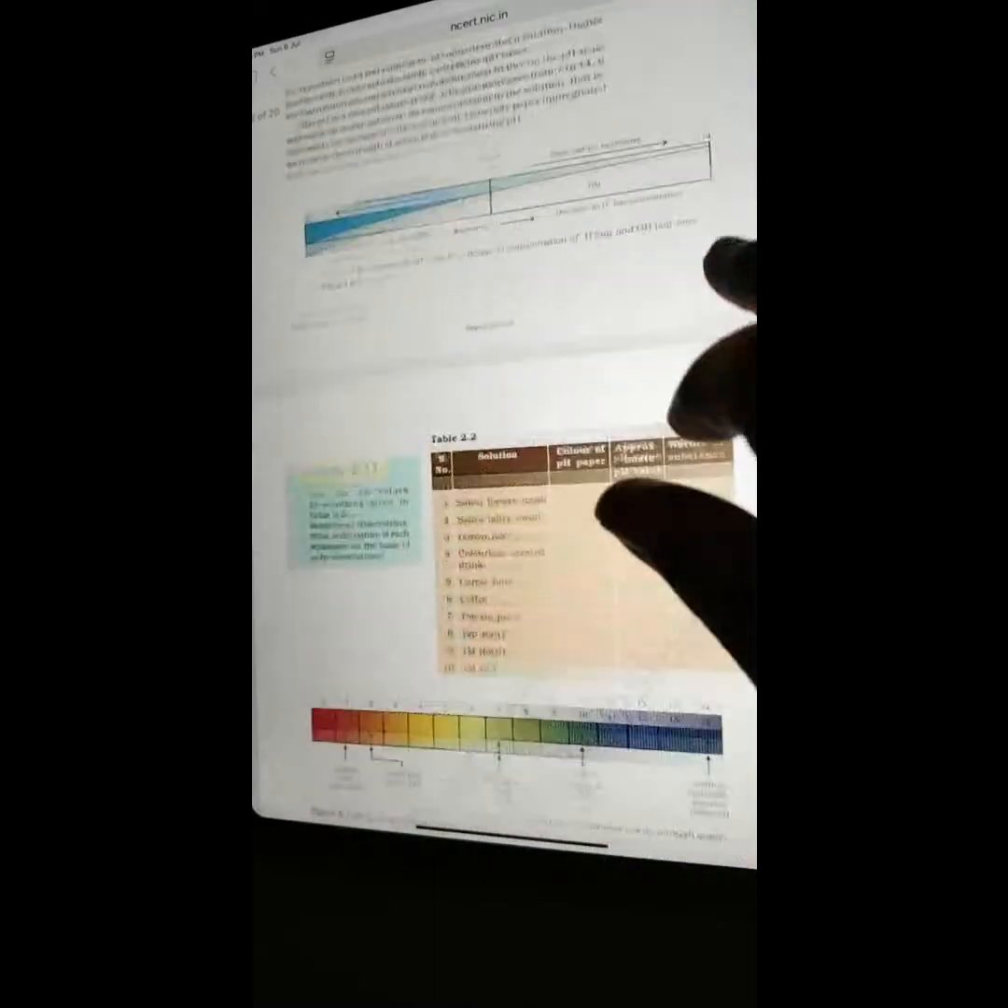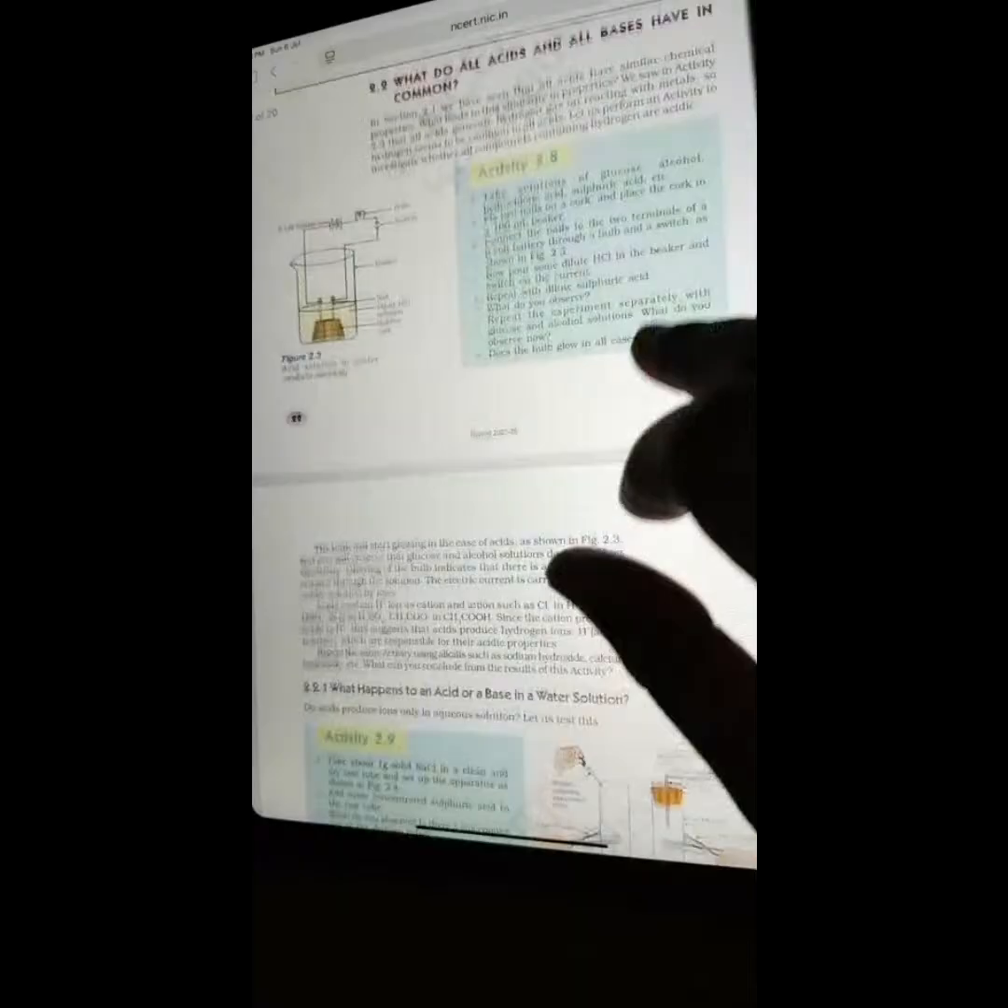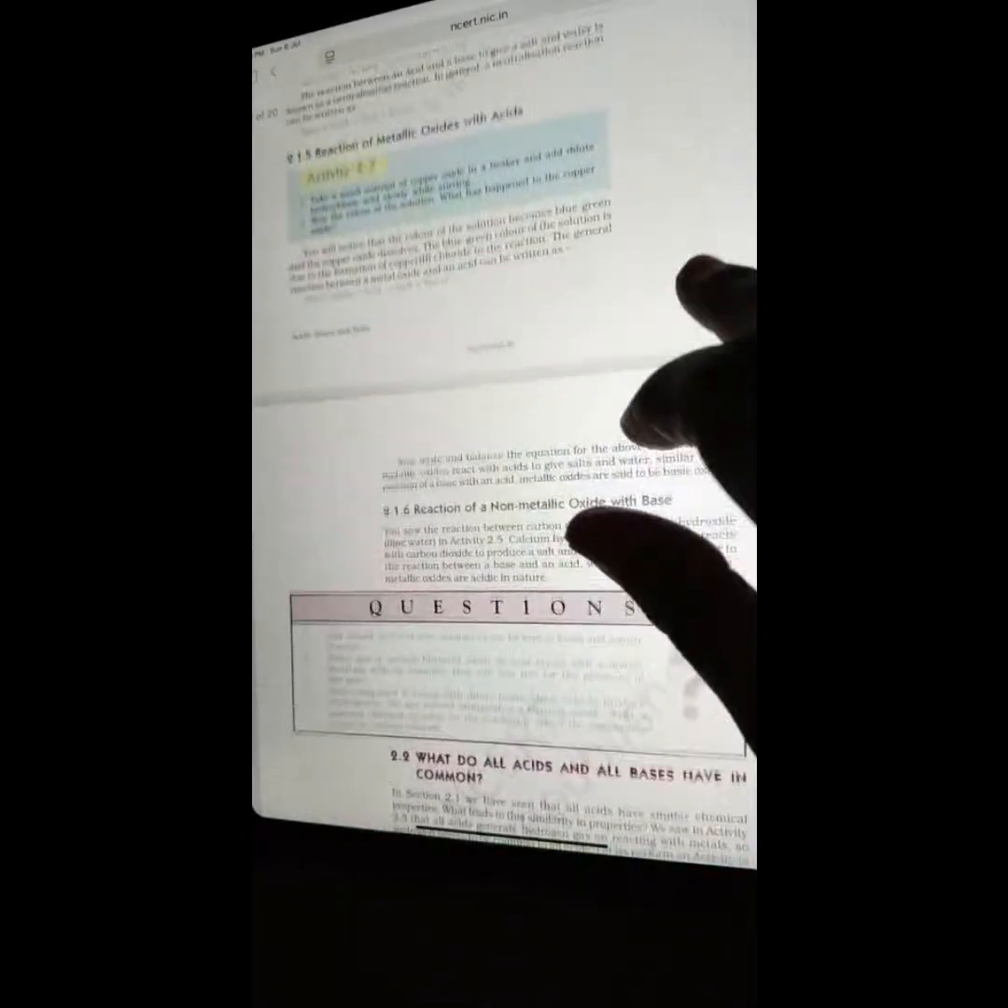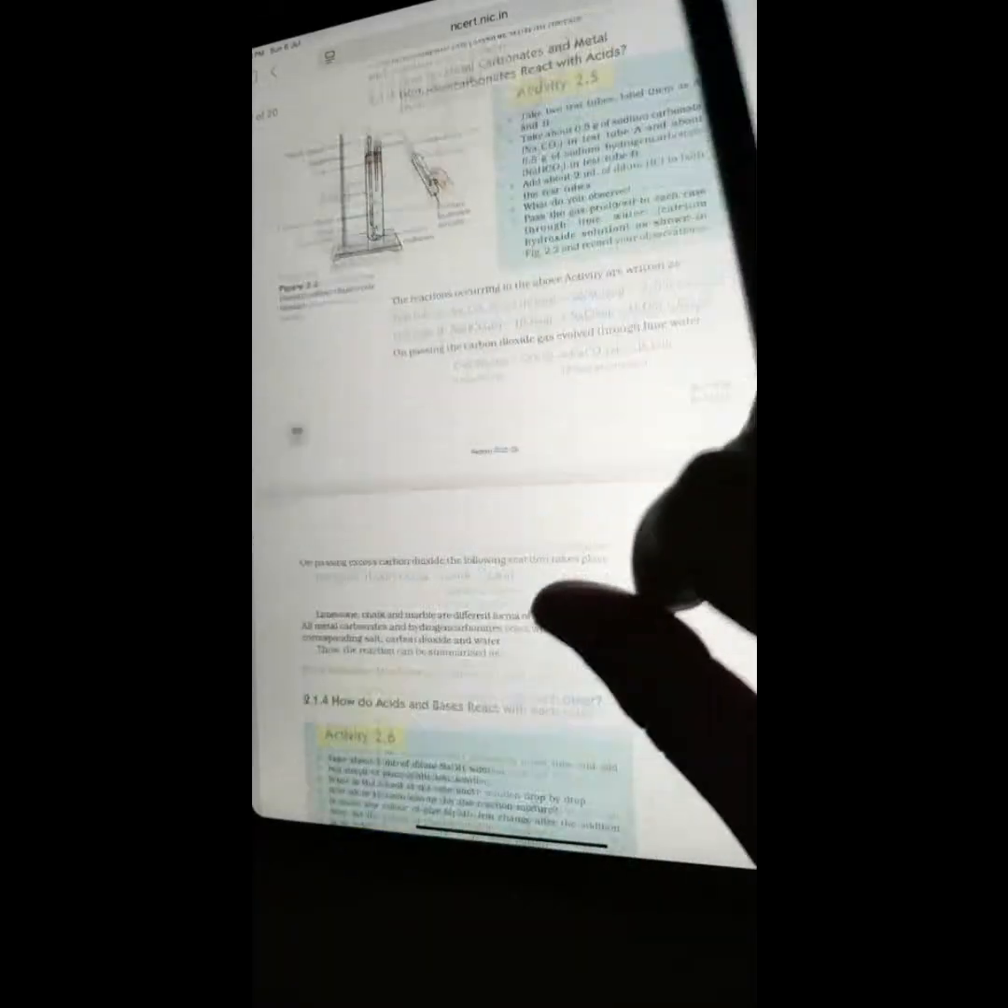So, with this, we are done with the reading of chapter 2, Acids, Bases, and Salts. We were able to finish it in approximately 45 minutes.